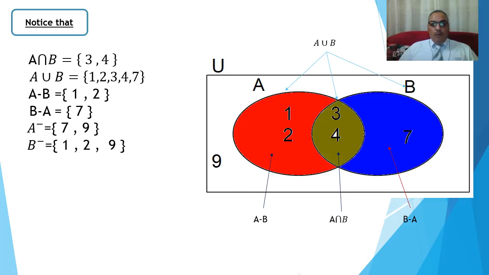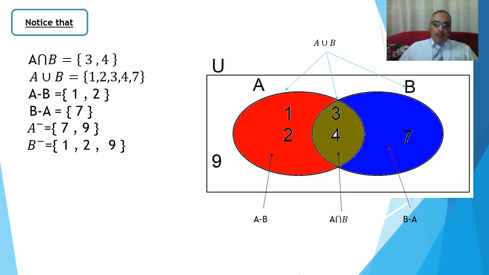A union B is all elements inside A or inside B: 1, 2, 3, 4, 7. A difference B, I mean the elements in A only: 1 and 2. This is a difference. B difference A is 7.